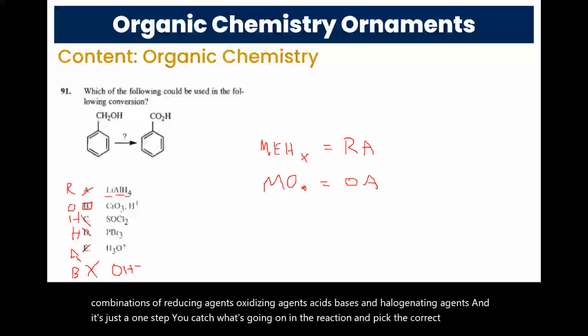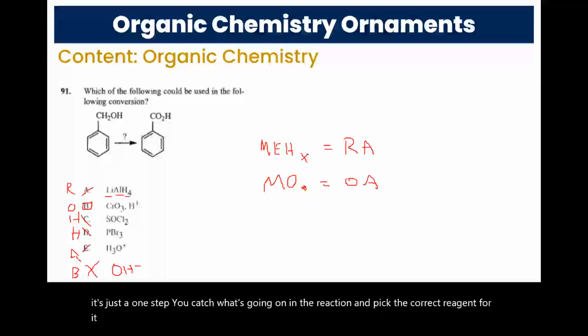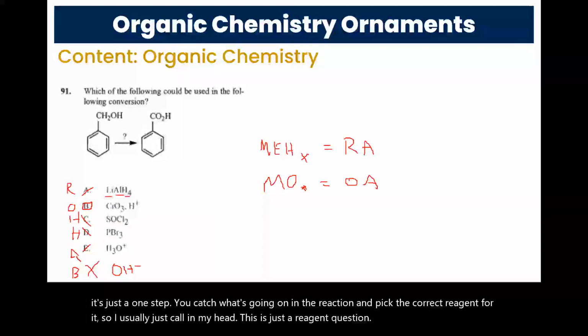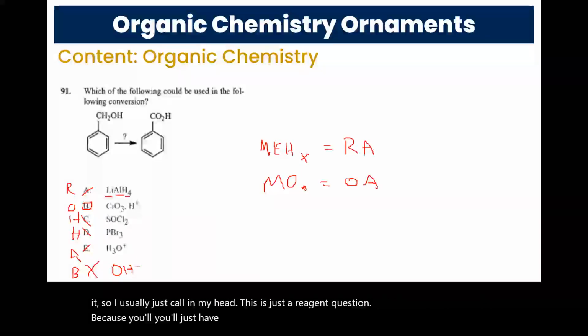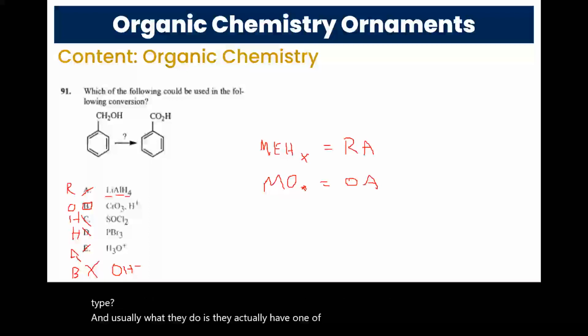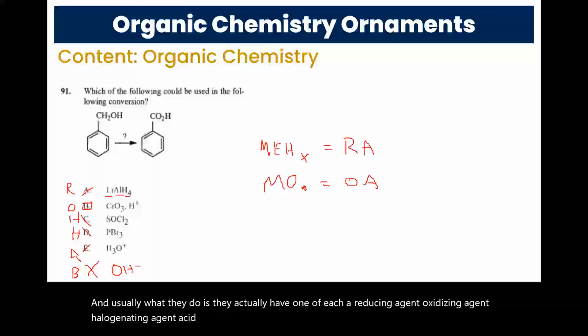So I usually just call it, in my head, a reagent question, because you'll just have to figure out what type of reagent it is, not the specific reagent, but what type. And usually they'll have one of each: a reducing agent, oxidizing agent, halogenating agent, acid, and base. This one's a little unusual.